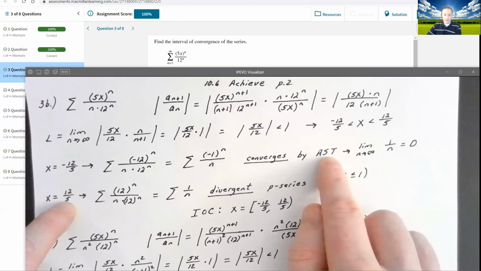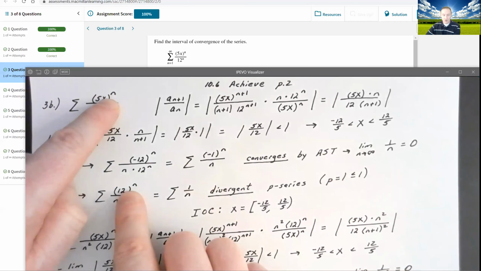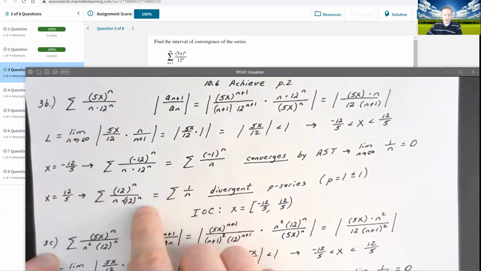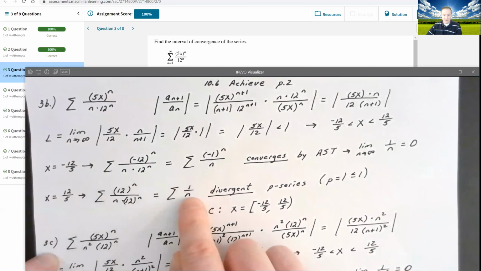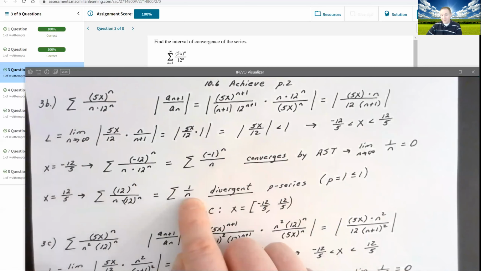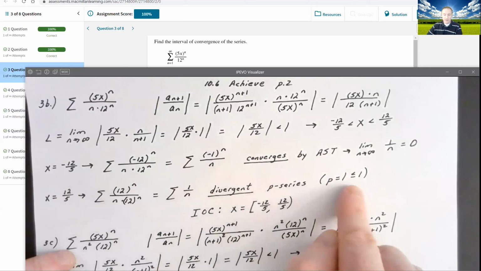What about 12 over 5? If you plug 12 over 5 in for x, you're going to get 12 to the n in the numerator again. That 12 to the n and the 12 to the n in the denominator cancel, and that's just going to give you the series 1 over n, instead of negative 1 to the n over n. I know that's divergent because, I don't have to use a comparison test or anything, this is a p-series with p equals 1.